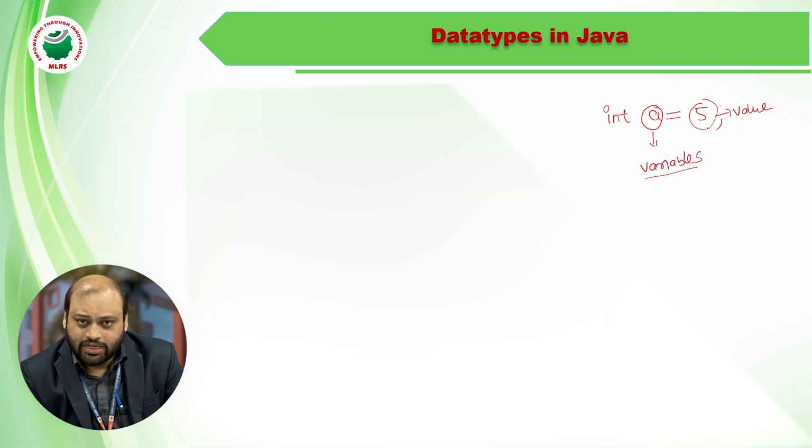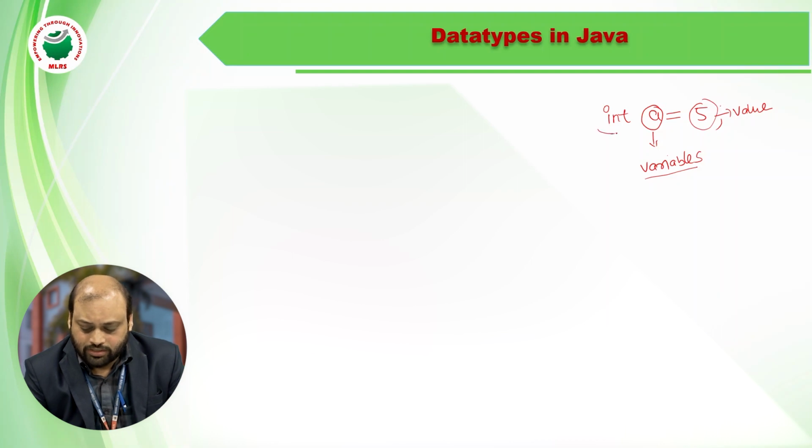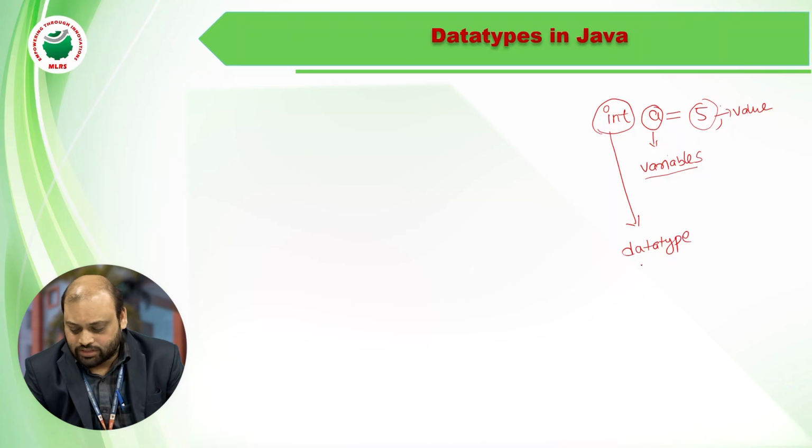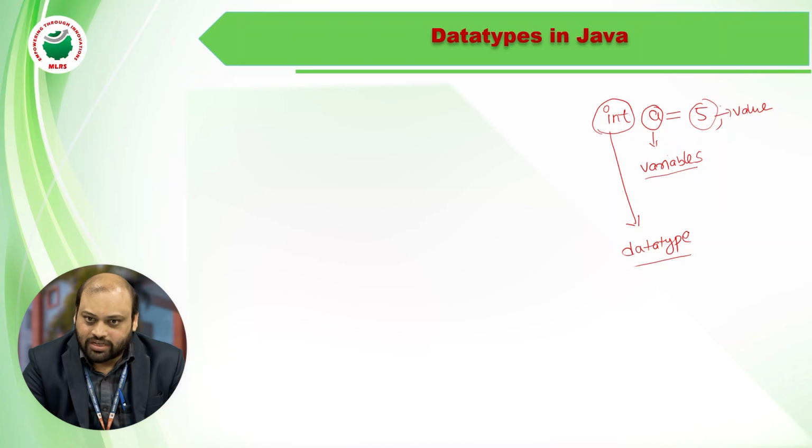So the type of data we are going to store inside this memory location is an integer. So here int is the data type. Now we can define a data type: a data type is the type of data we are storing inside a memory location. So what kind of data is allowed in Java? That is what data types in Java are.